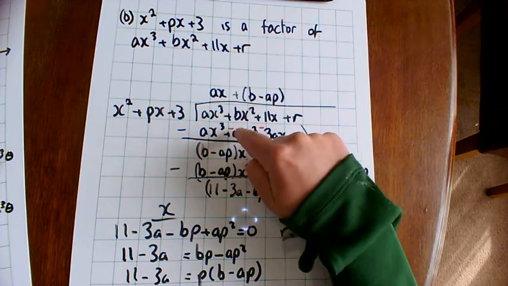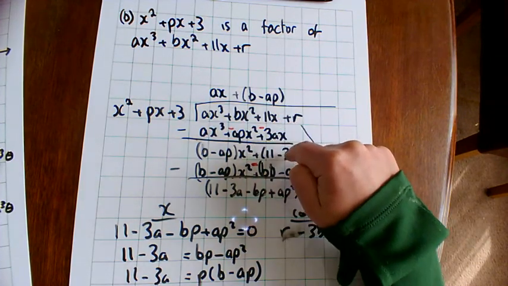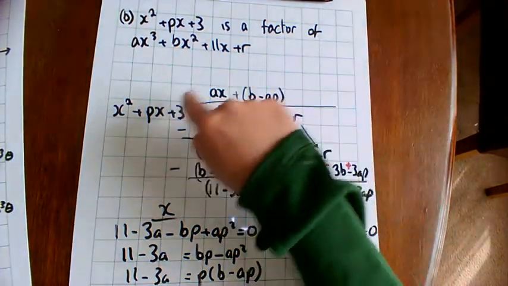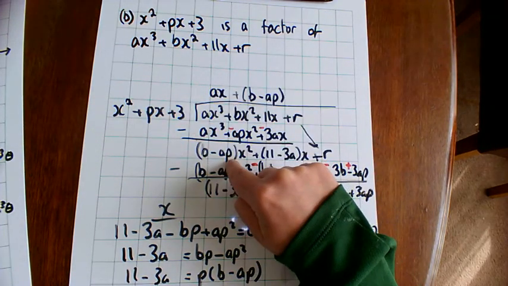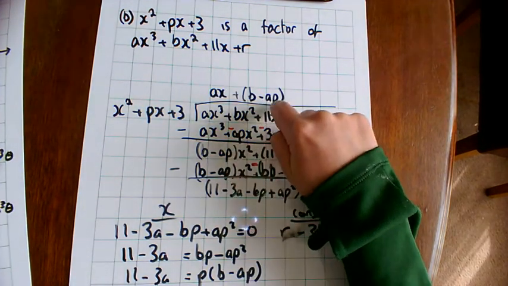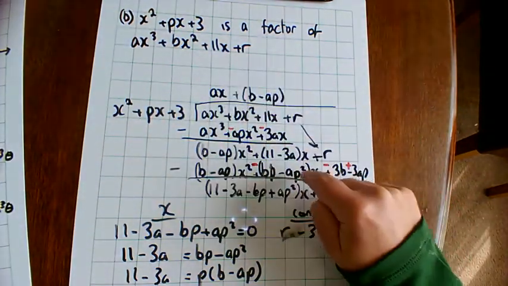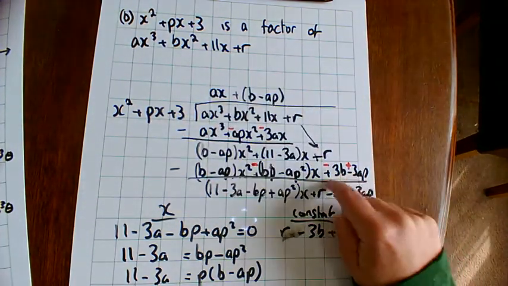Look, I have (b minus ap)x squared. That's where I get that. And 11x minus 3ax, 11 minus 3a x. That's where I get that. I bring down the r. Do it again. x squared into this goes b minus ap. b minus ap times this is this. b minus ap times this is this. Be very careful. And b minus ap times this is this.